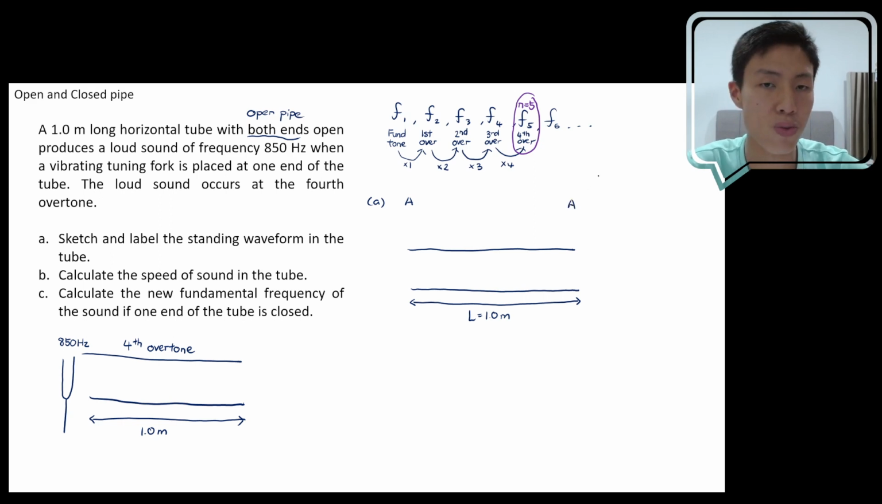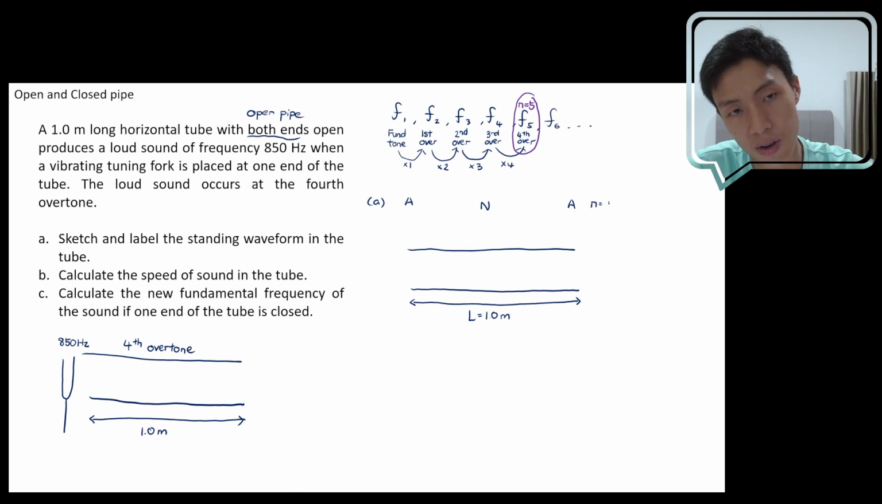The simplest way to construct a standing wave will be to put in a node in between the 2 antinodes. This will be the fundamental tone, or the 1st harmonic. Okay, this is what we can see. But now they ask for the 5th harmonic, or the 4th overtone. So we need to go one step higher again.